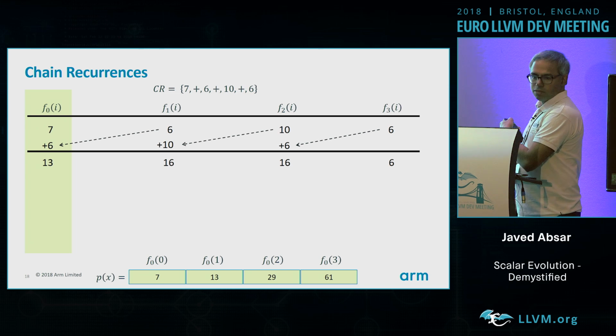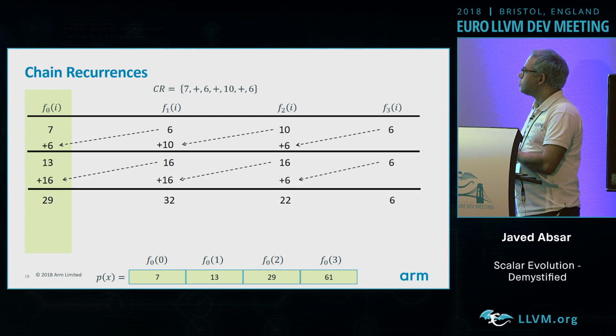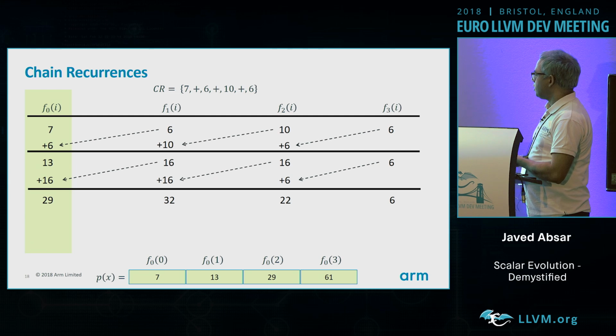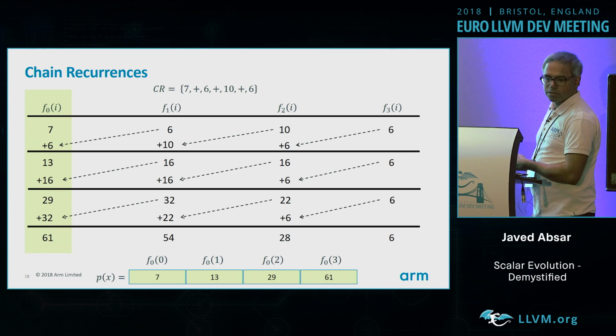F3 is a constant. It's not a recurrence, so it remains constant. So carry on. 16 plus 13, you get 29, and it matches with the value here, and so on. And yes, indeed, we get the values that we needed, just using the recurrence here. So that's what this chain of recurrences does.